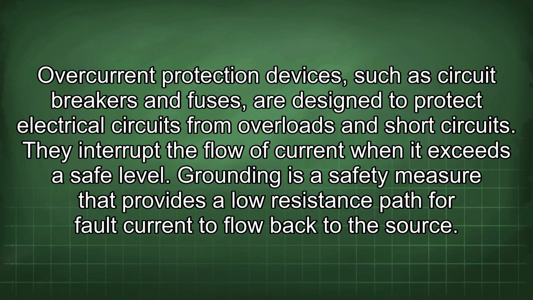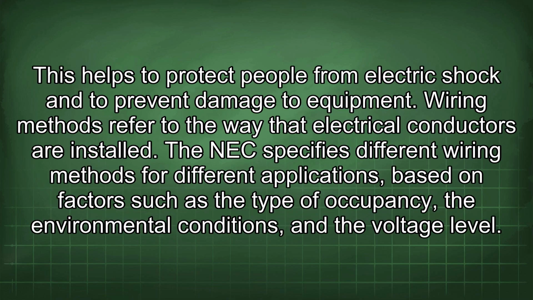Overcurrent protection devices, such as circuit breakers and fuses, are designed to protect electrical circuits from overloads and short circuits. They interrupt the flow of current when it exceeds a safe level. Grounding is a safety measure that provides a low resistance path for fault current to flow back to the source. This helps to protect people from electric shock and to prevent damage to equipment.